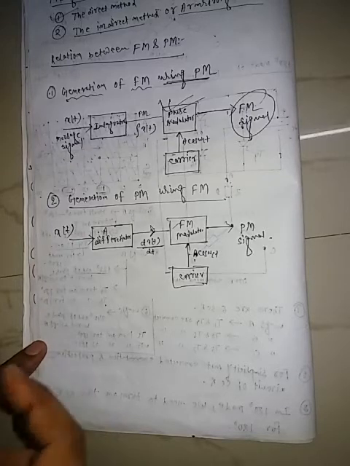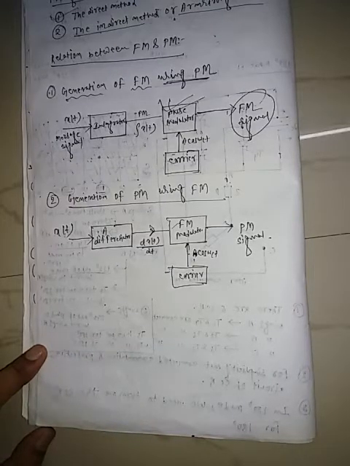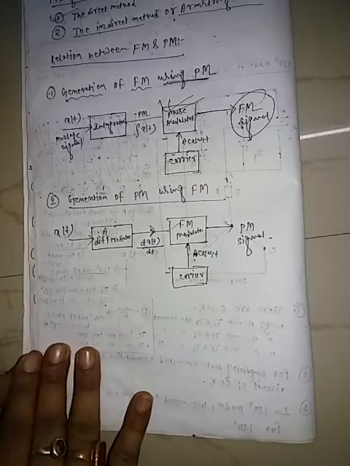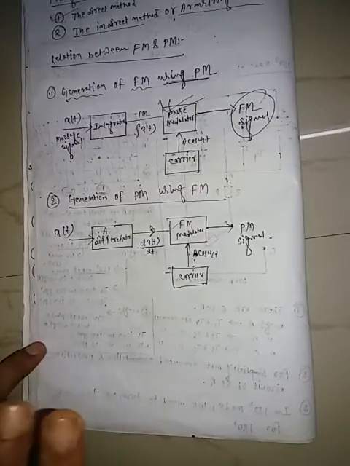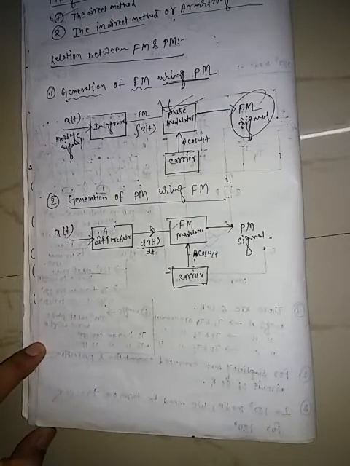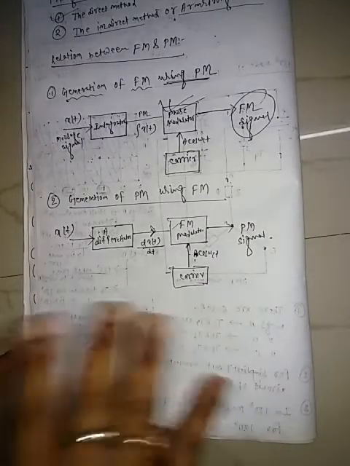So FM signal and PM signal are closely related. In the FM signal the frequency varies but the phase is constant. But in phase modulation the instantaneous phase is changed but the frequency is constant. So FM signal and PM signal are very nearly equal to each other. This is the relation between FM and PM.